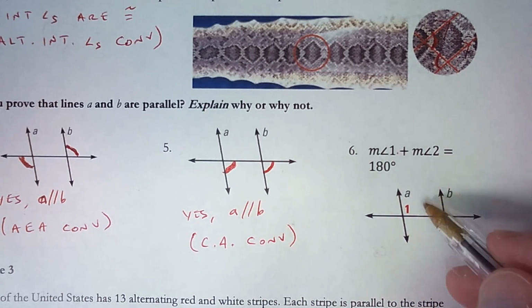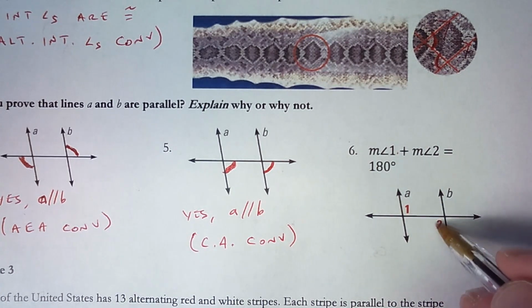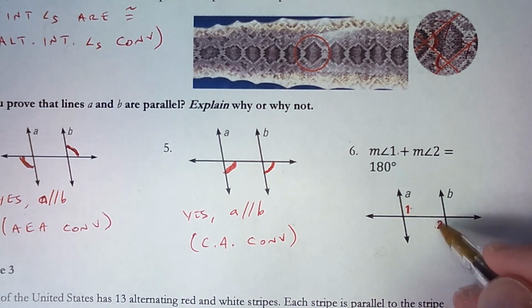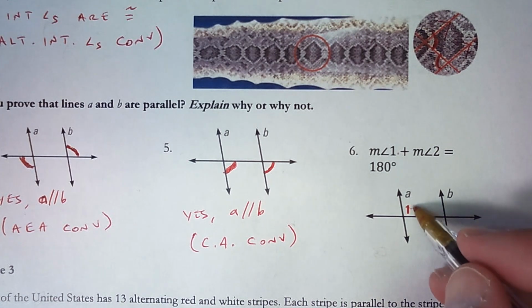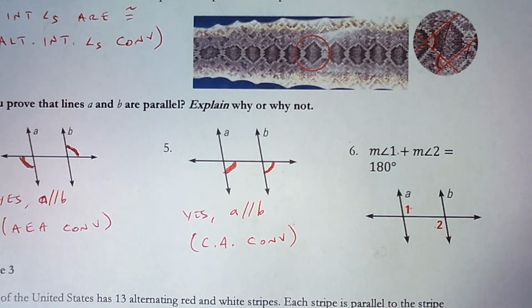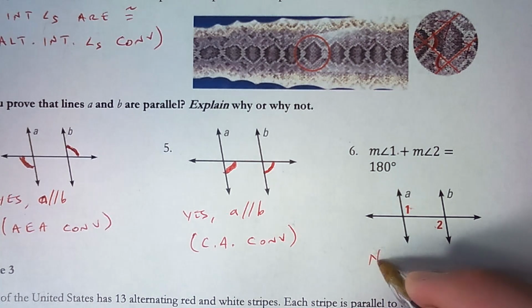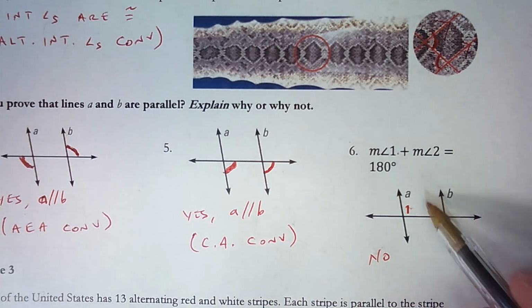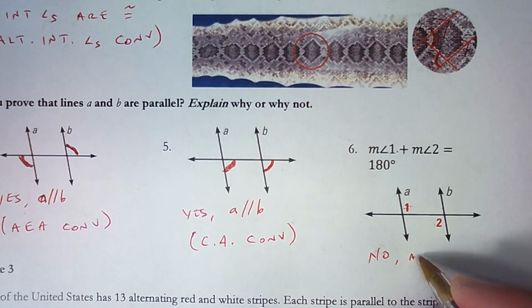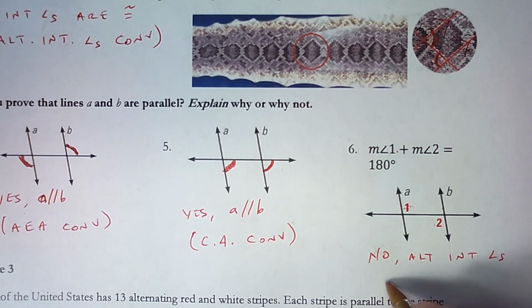Here I know that angles 1 and 2 add up to 180. These are alternate interior angles, and alternate interior angles should be congruent. So I'm going to say I cannot prove that these are parallel lines because, as far as I know, alternate interior angles are not congruent.